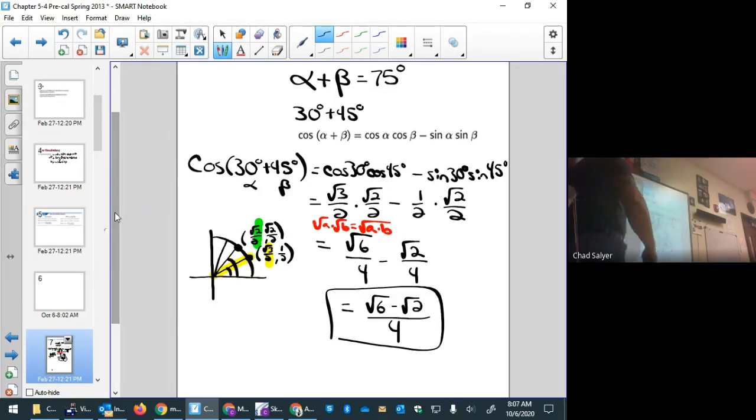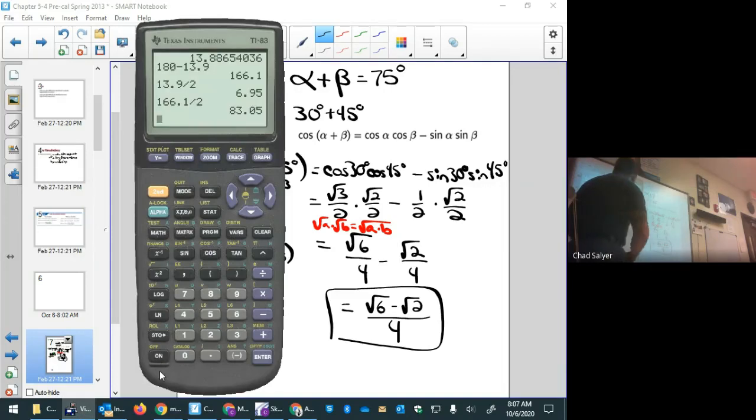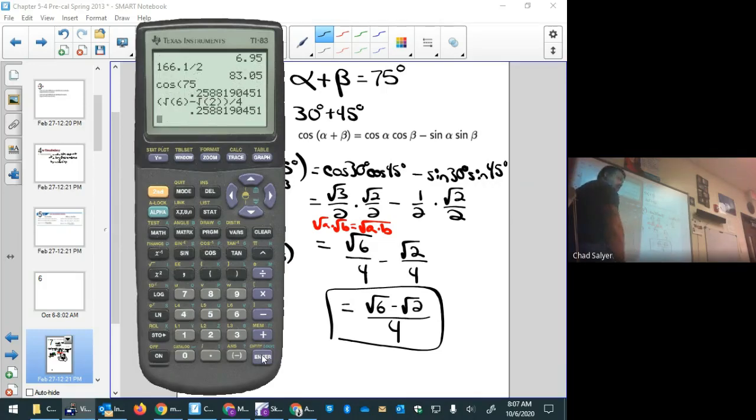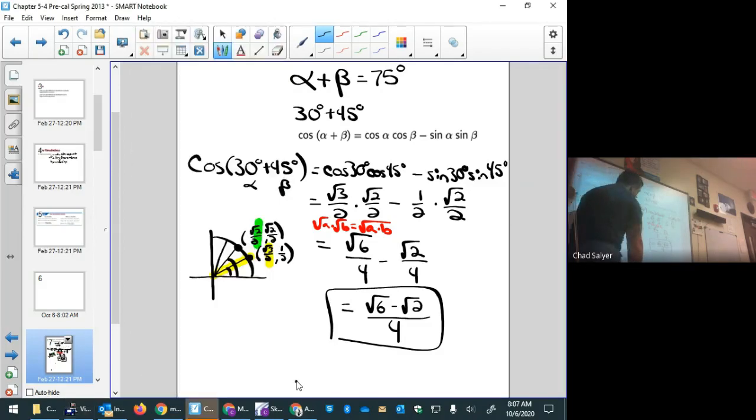Let's check ourselves, shall we? It's the decimal approximation, and I need to go to degree mode, which I'm in. So let's do cosine of 75 degrees. So it's that, and let's see if this is the same. Square root 6 minus square root 2 divided by 4. Yes. Okay, so that's the exact value of cosine 75.